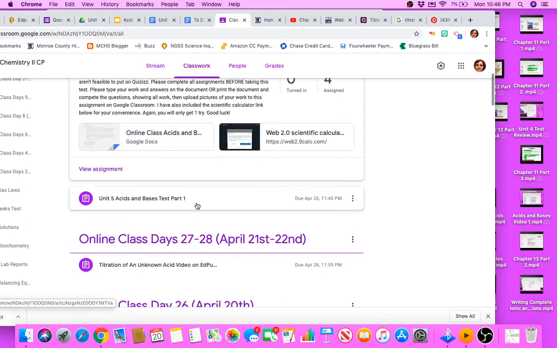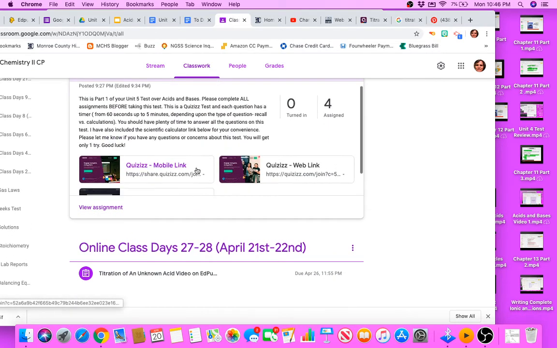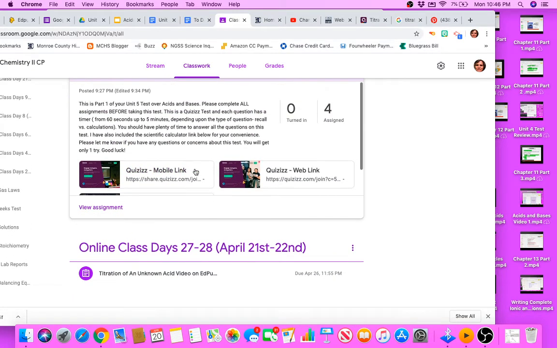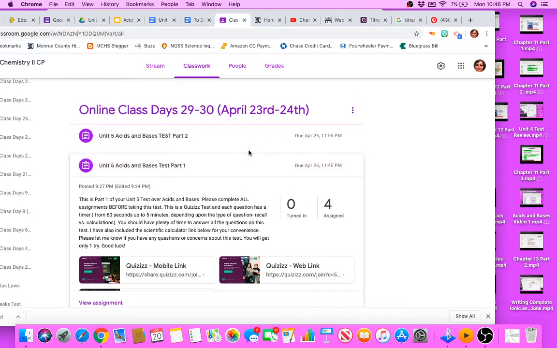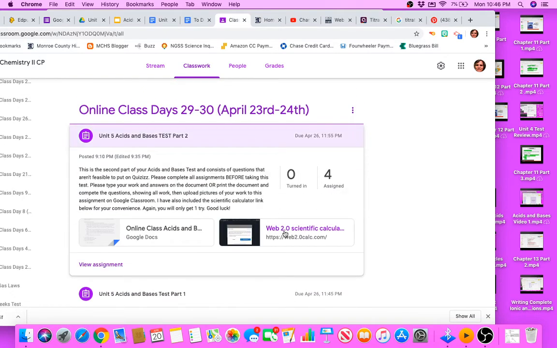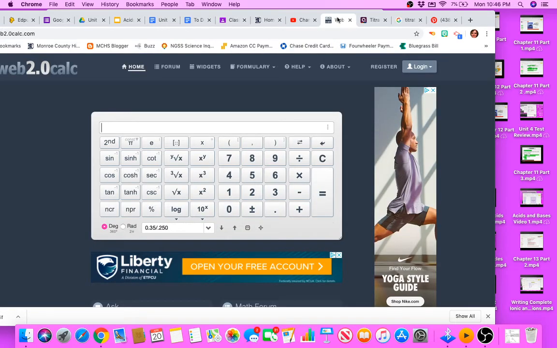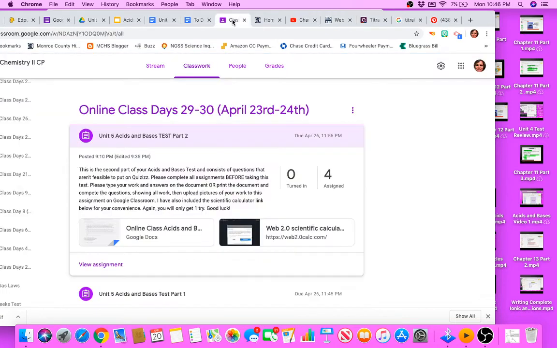Also, on both of these test parts, I have put the Web 2.0 scientific calculator so that it is there for your convenience. If you have your own scientific calculator, you don't have to worry about it, but I thought that if you wanted to have it, you can have it opened on a tab so that you can go back and forth between the test and the calculator.